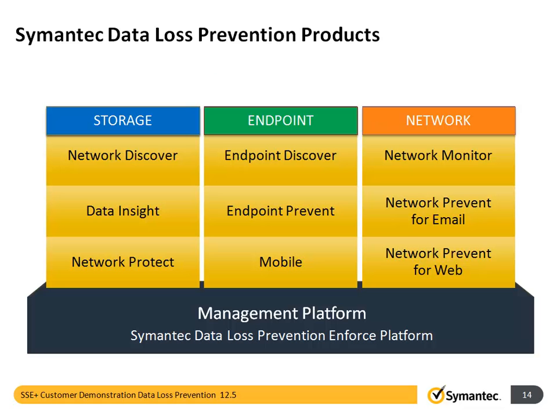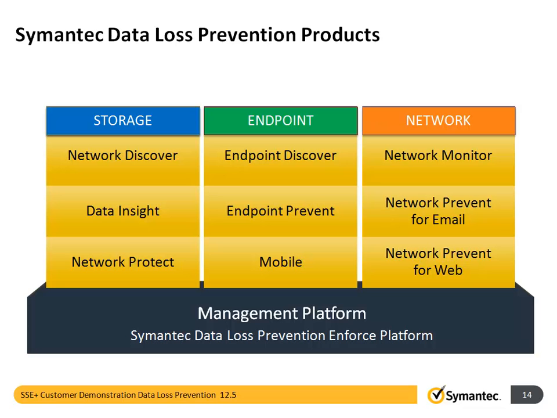Based on these requirements, Symantec has come up with a complete data loss prevention product line. At top right, you can see our network products, which consist of Network Monitor, Network Prevent for email, and Network Prevent for web. We'll see more about these as we go through the demonstration, but at a high level, Network Monitor lets you passively monitor most any type of TCP traffic, while the two Network Prevent products allow you to monitor and block email or monitor and block web, respectively.